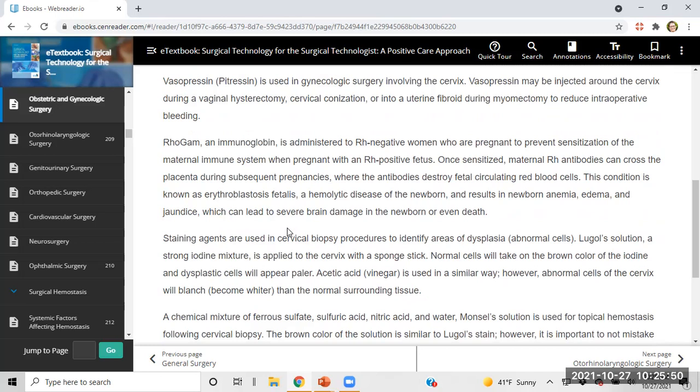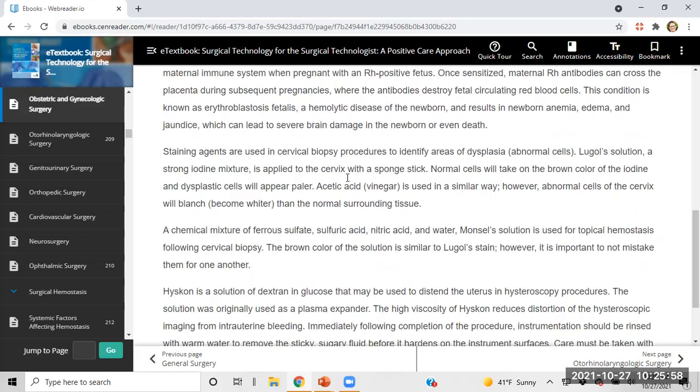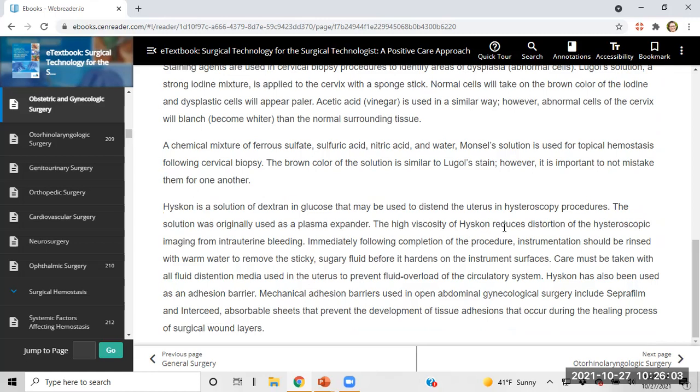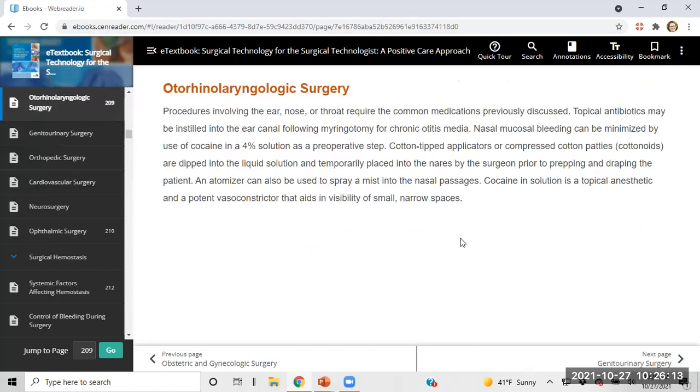RhoGAM, this is an immunoglobulin. So this is when there's an Rh negative female who is pregnant with an Rh positive fetus. Also there's a lot of different things here that are used in hysteroscopy procedures. So you can look through these medications and just read through this chapter and be familiar with this.